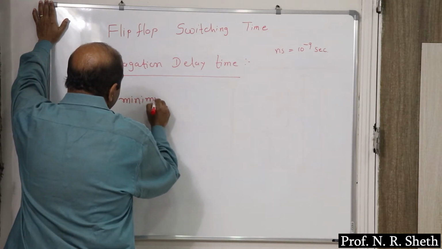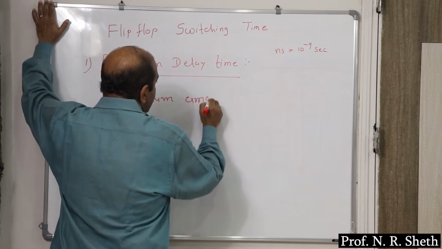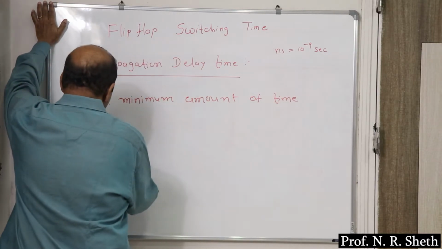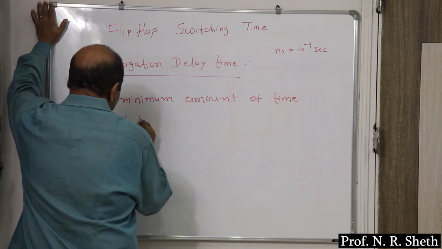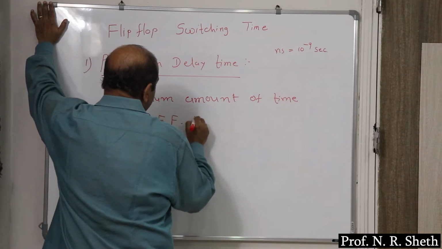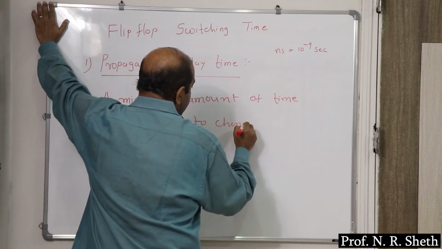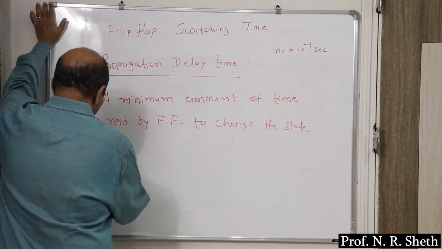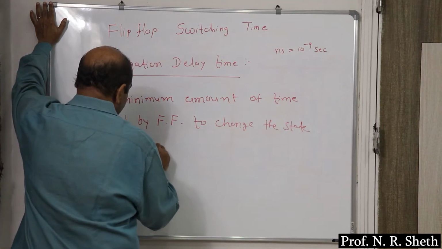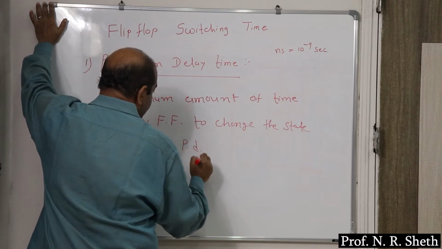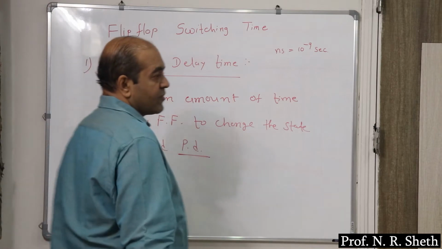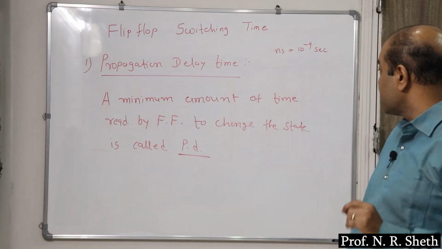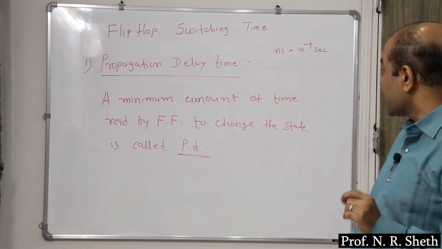A minimum amount of time required by flip-flop to change the state is called propagation delay time. The minimum amount of time required by flip-flop to change the state is called propagation delay time.